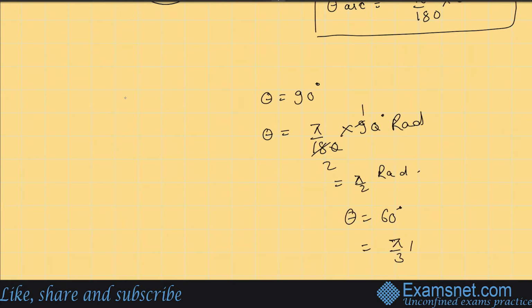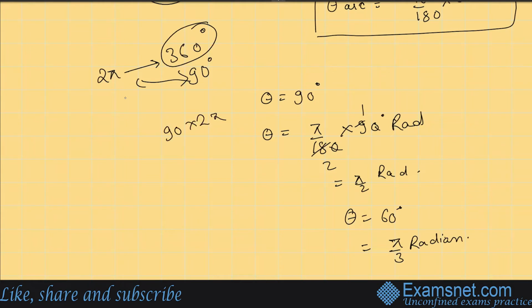Even you can solve with the formula. You can even go for the unitary method. For the unitary method, you can learn this way: 2 pi equals 360, and for the 90 degree theta, 90 degree would go to how much? Just cross multiply and divide with the leftover thing. 90 degree into 2 pi divided by 360, that would give you again the same answer, pi by 2 radian.